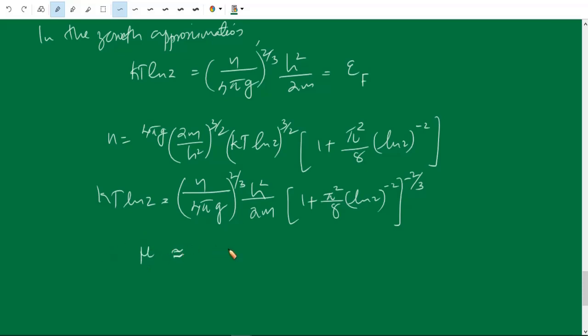We can write mu. This mu is equal to EF into 1 minus pi square by 12, using the Taylor expansion. It becomes log z, log z is equal to kT equal to 0. So we can write that pi square by 12.